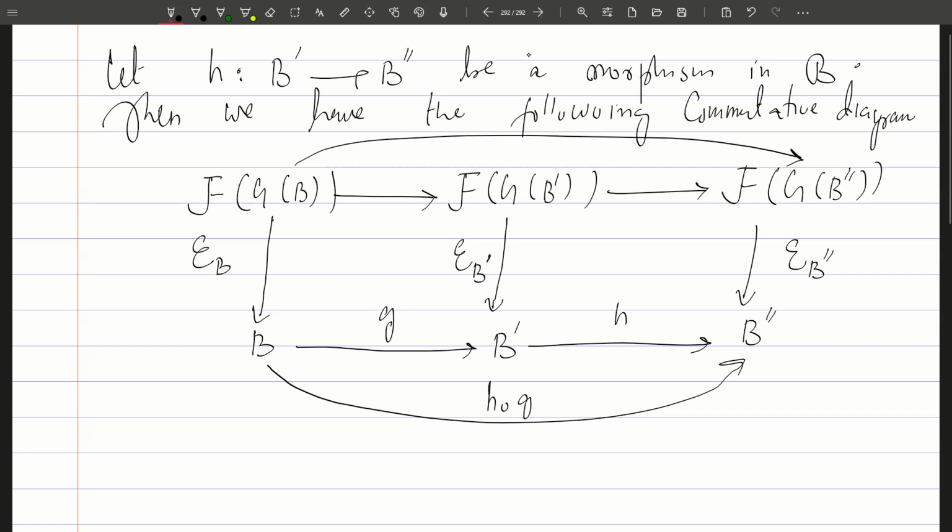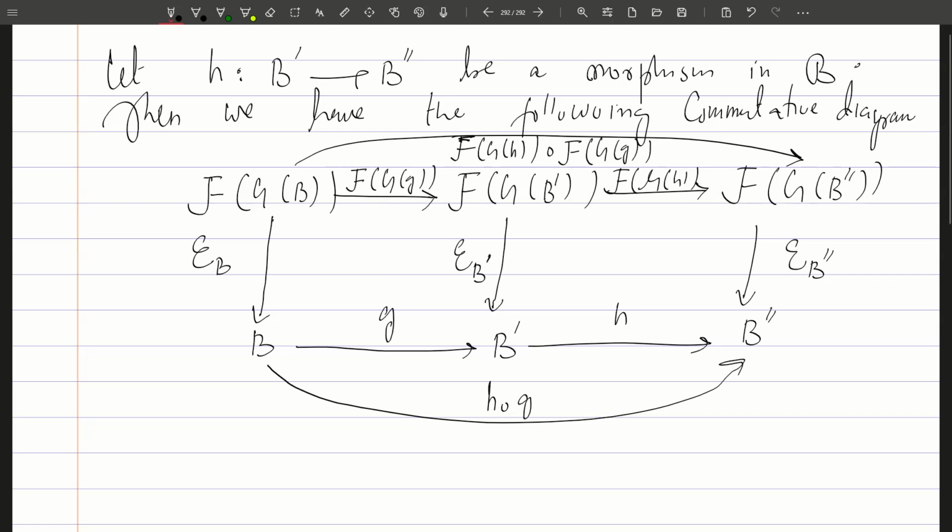We forgot here to write the morphisms. So this is the morphism F of G of g. This is the morphism F of G of h. So this is the composite morphism F of G of h composite F of G of g. So this is the commutative diagram.